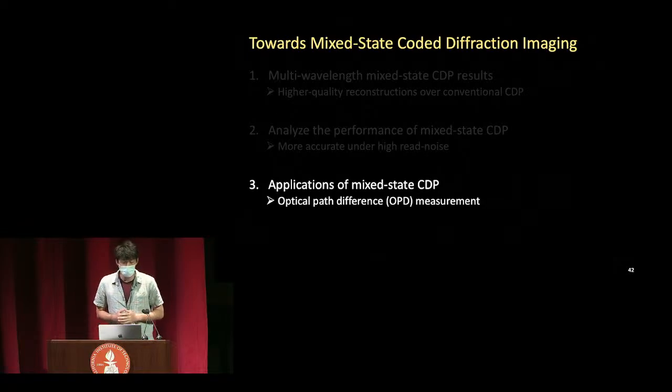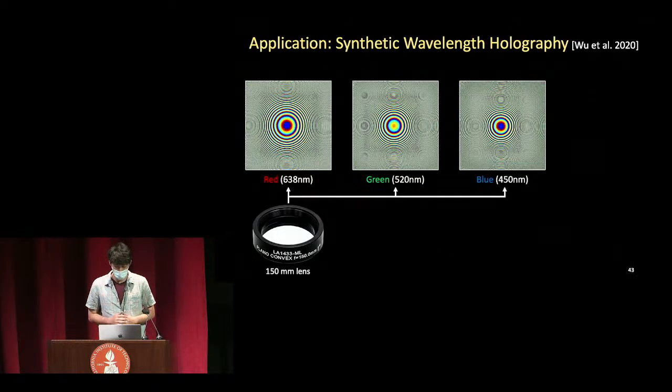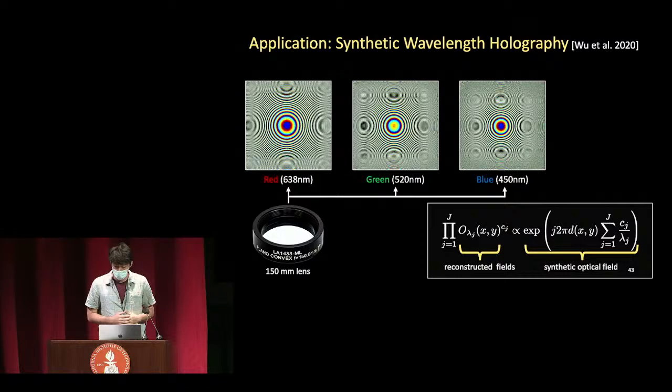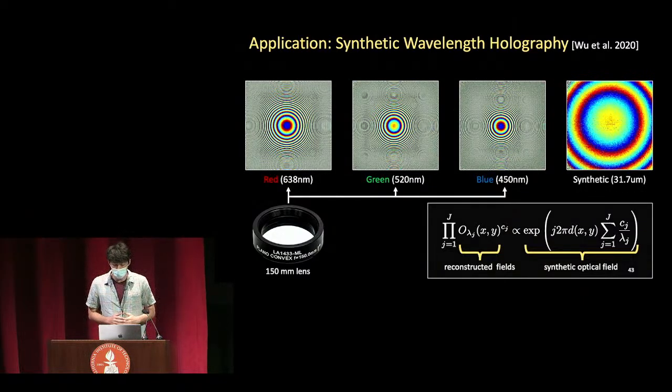Finally, we demonstrate the utility of mixed state CDP with an example application of optical path difference measurement. In this application, we simultaneously reconstruct the fields at 3 different wavelengths, and then combine these fields via synthetic wavelength holography to recover an unwrapped phase profile. Above, we show the result of this procedure applied to a 150 millimeter lens.